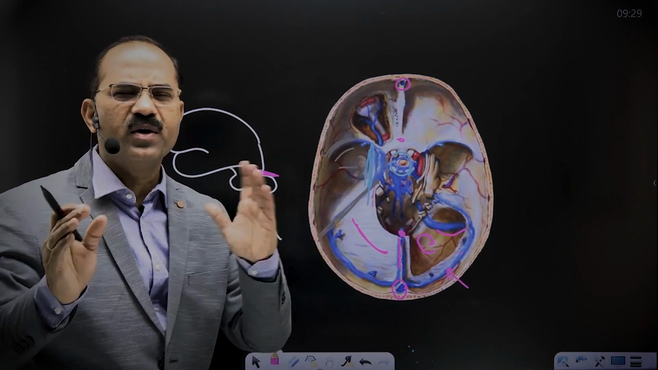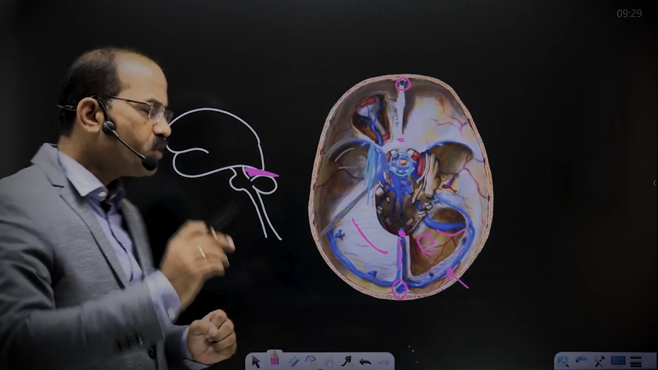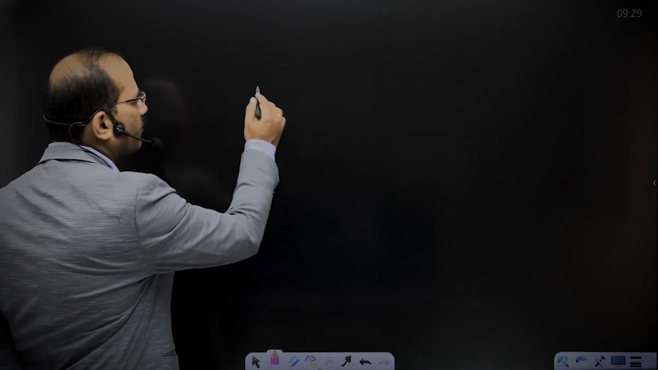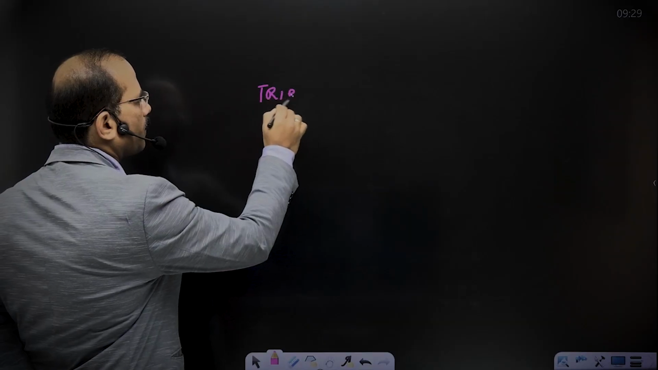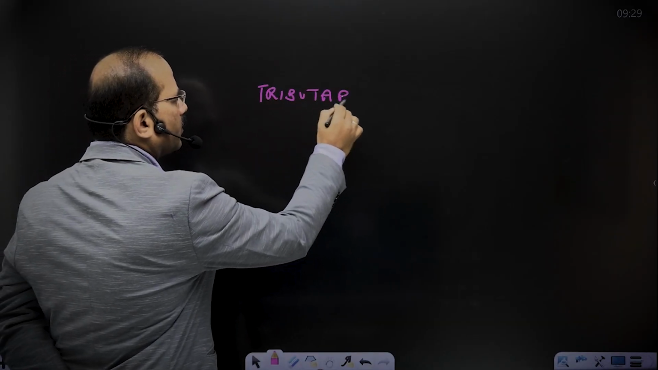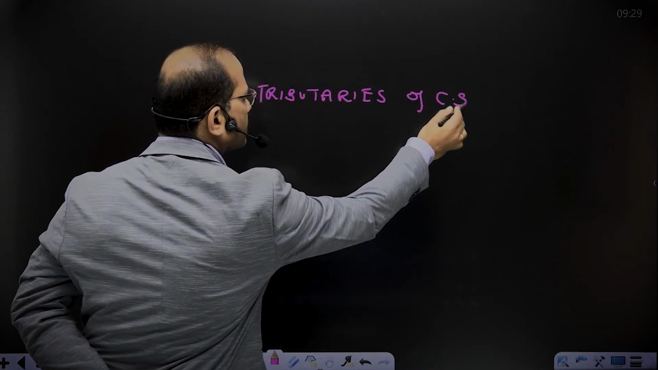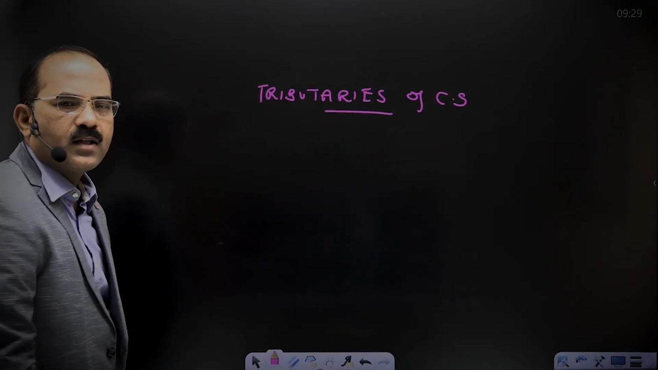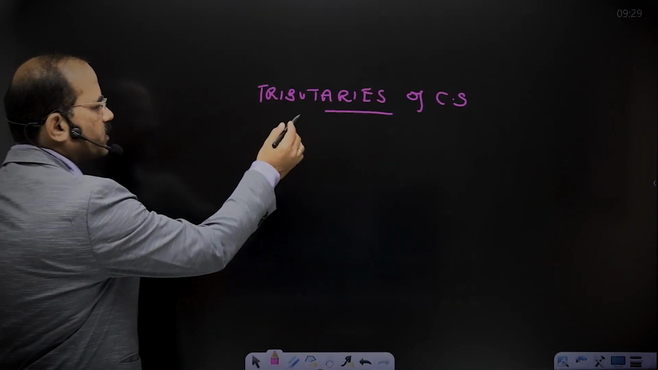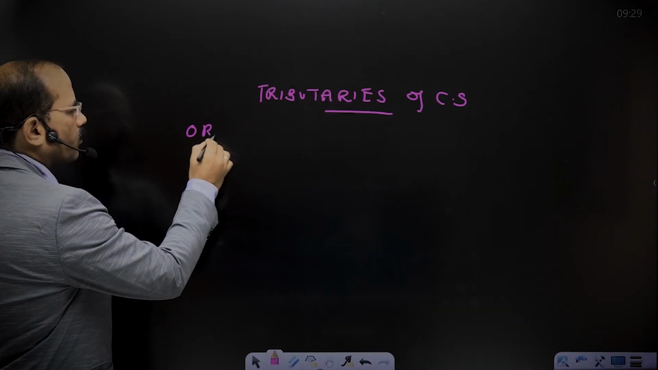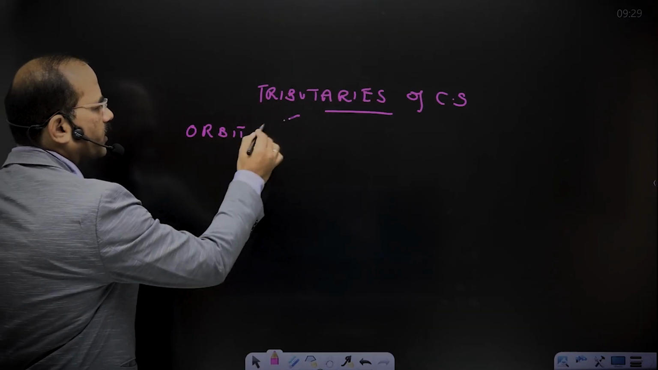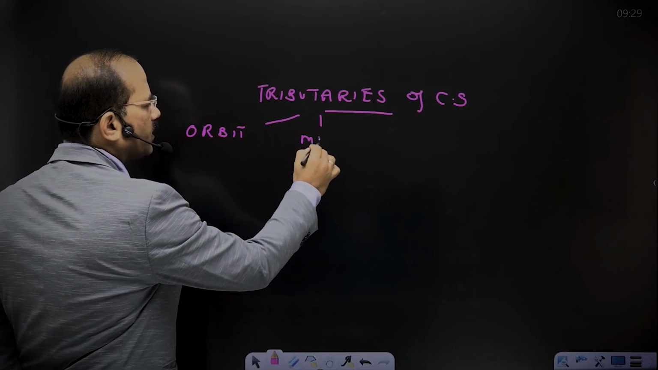There are a lot of controversies on this. Tributaries of the cavernous sinus. Okay, I'll just mention this for you. I'll write in short, tributaries. So there are three sources from where the tributaries come. One is from the orbit. Second one is from the meninges.